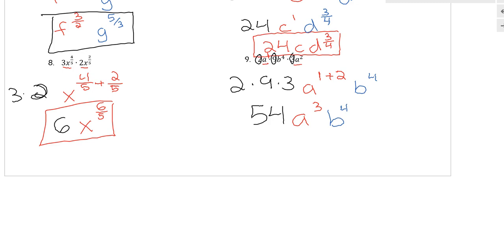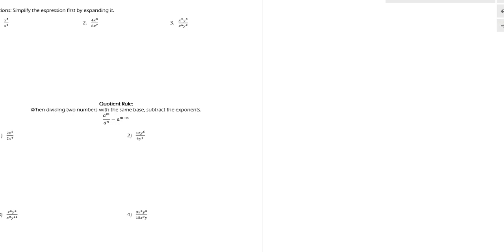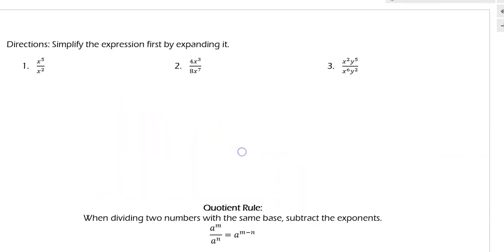All right, looking at the next page, we are also going to look at our quotient rule. So again, we're going to start by expanding. We look at number 1. I have 5 x's on top. And I have 2 x's on bottom. So then what happens? Well, this x and this x go away. Right? And I am left with just 3 x's in my numerator. Okay, I could put it over 1, but I do not have to. You don't have to have a denominator.